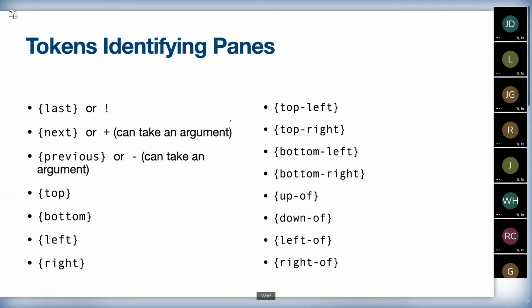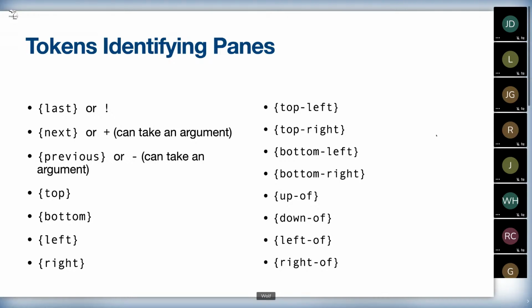The token meaning the last pane can be used with exclamation point instead. And the token meaning the next pane is plus. So we said colon dot plus. That means the current session, colon, the current window, dot, and then plus means the next pane. If I'd said +2 instead of plus, that would mean 2 panes from where I am now. Same with minus. And there's a bunch of different pane identifiers there that you can use.